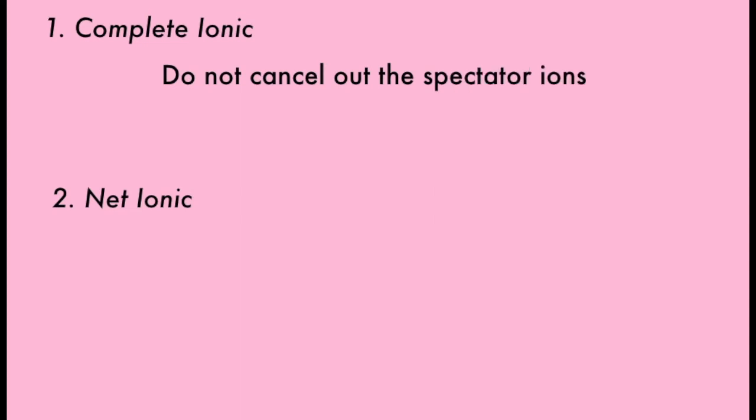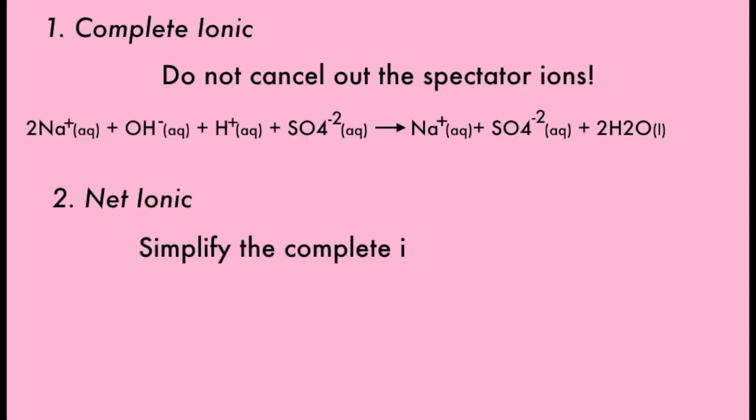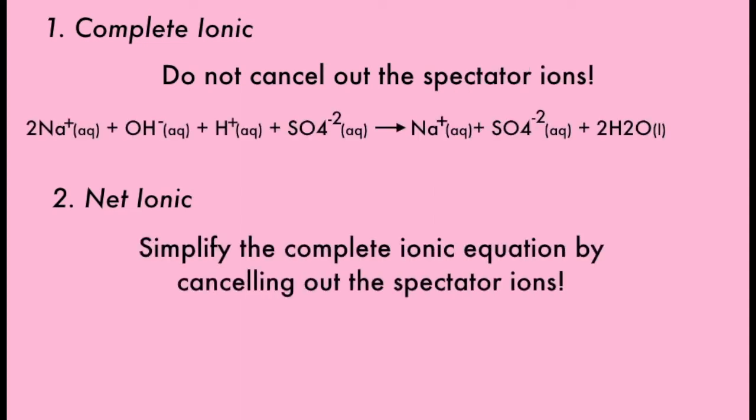The complete ionic equation shows each aqueous solution separated into their ions. The net ionic equation is a simplified version of the complete ionic. This is where all of the spectator ions are cancelled out.